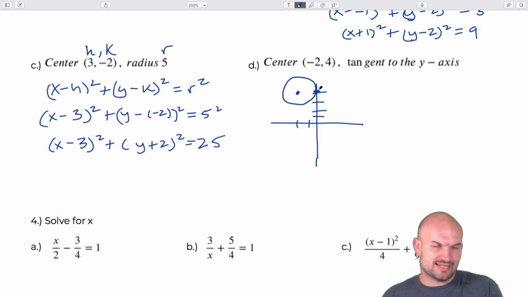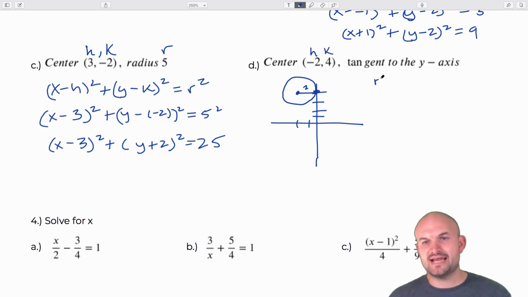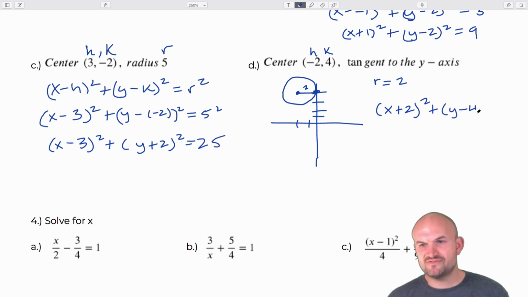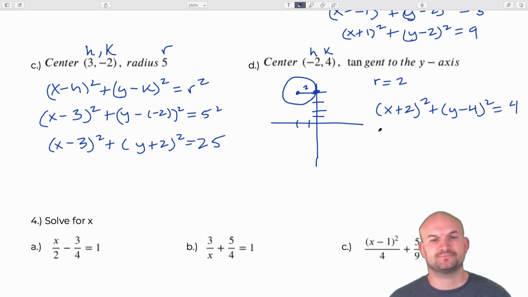Well, the nice thing about that, since it only touches one point, we can see that the distance from there to there is 2. So we can say that we have our center (h, k), and now from graphing that, we can see the radius is going to be 2. So I'm just going to go and write the equation now. We have (x plus 2) squared plus (y minus 4) squared equals 2 squared, which is 4.